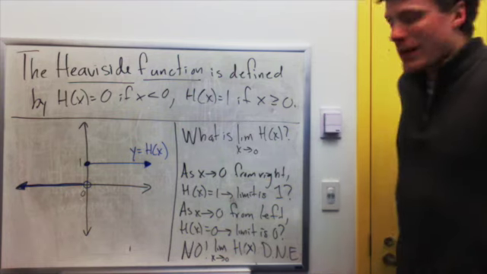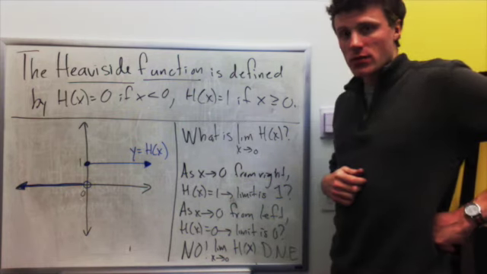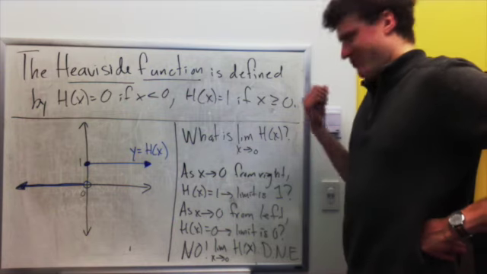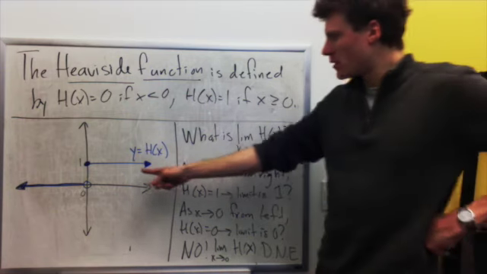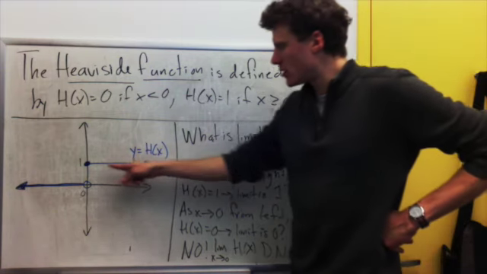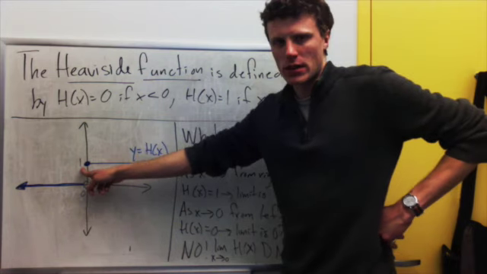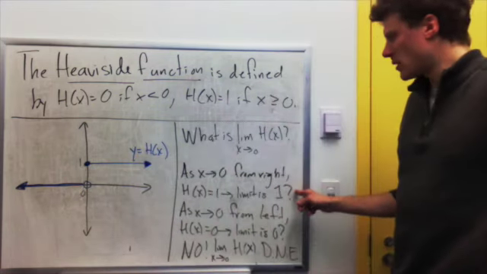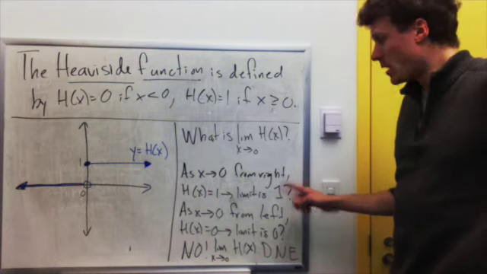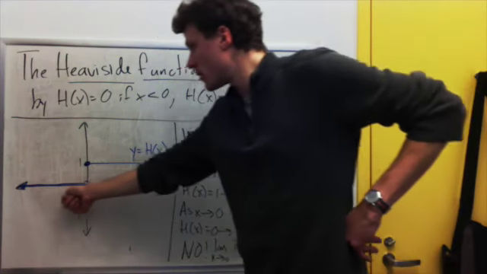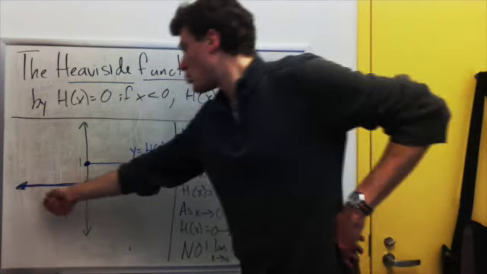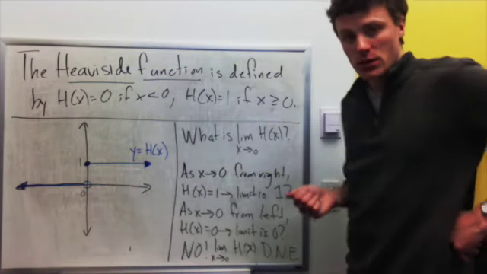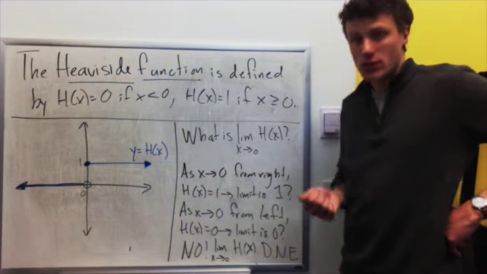Okay, so we can ask the question, what is the limit as x approaches 0 of h of x? Well, graphically, let's look at this. As we let x approach 0 from the right, it looks like we're approaching this point right here. What is the y-coordinate of that point? 1. So from the right, it looks like the limit should be 1. As we approach from the left, the function is always equal to 0. The y-coordinate of the point that it's approaching is also 0. So from the left, it looks like the limit should be 0.